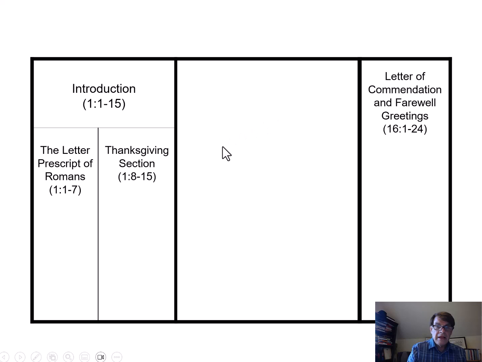So, although I started talking about the prescript of Romans, I actually think the introductory material of Romans goes all the way to verse 15.